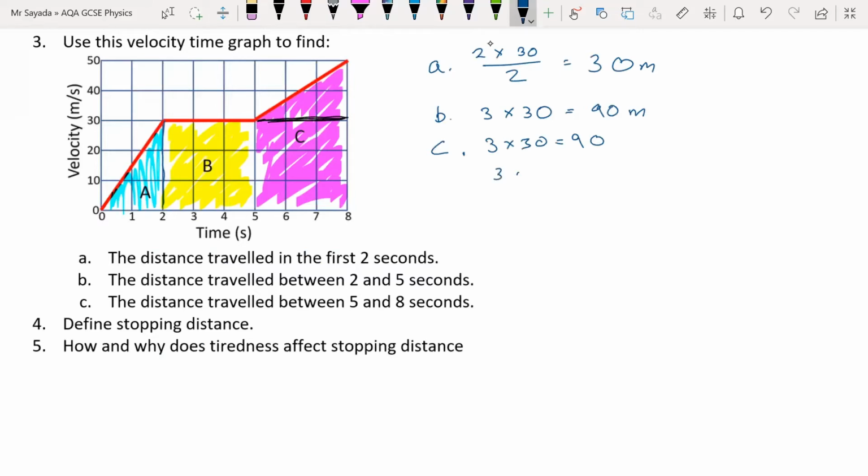So the total distance traveled on that whole journey, I'd add all of those together. So that'll be 120 plus 30 plus 90, which is 240 meters. Defining stopping distance, well, stopping distance is the sum of the thinking distance.